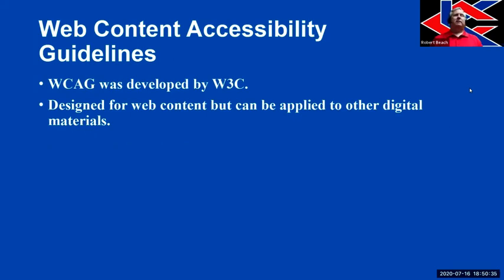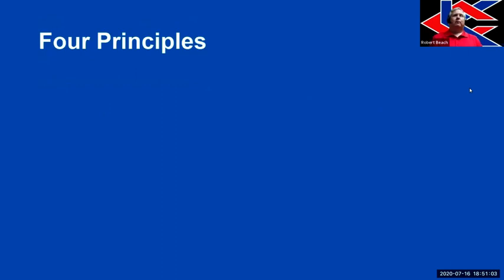The Web Content Accessibility Guidelines were developed by the World Wide Web Consortium, the W3C, and were designed to make web content more accessible for everybody. And while WCAG was designed for web content, the principles can be used for other digital documents as well. I won't go into the details of WCAG guidelines, but I will talk about the four basic principles when applying these elements that we're going to discuss. What are the four basic principles of WCAG?